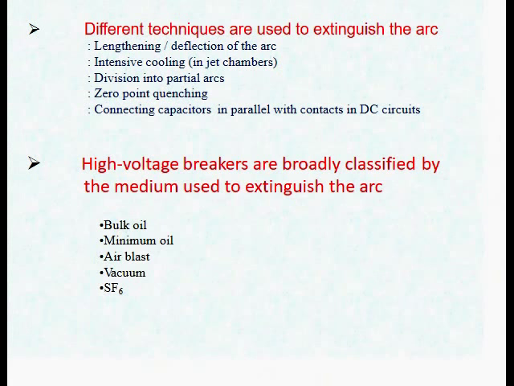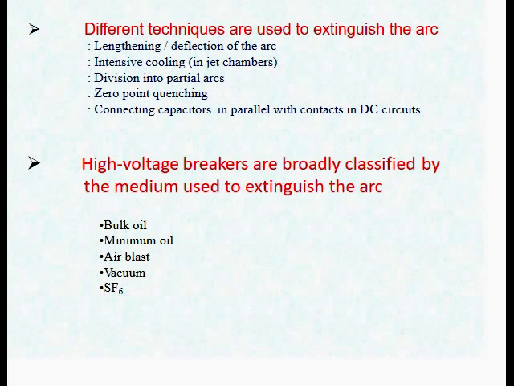While contacts are being separated in a circuit breaker, there is an arc, and to extinguish or mitigate the arc, different techniques are used. Those are lengthening or deflection of the arc, intense cooling in a jet chamber through air, division into partial arcs, zero-point quenching, and connecting a capacitor in parallel with contacts in a DC circuit.